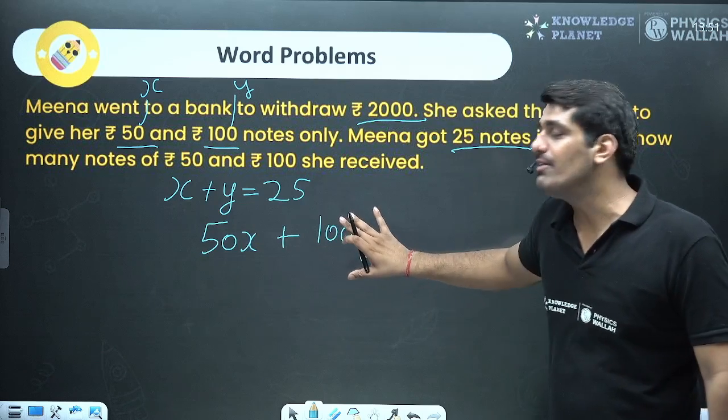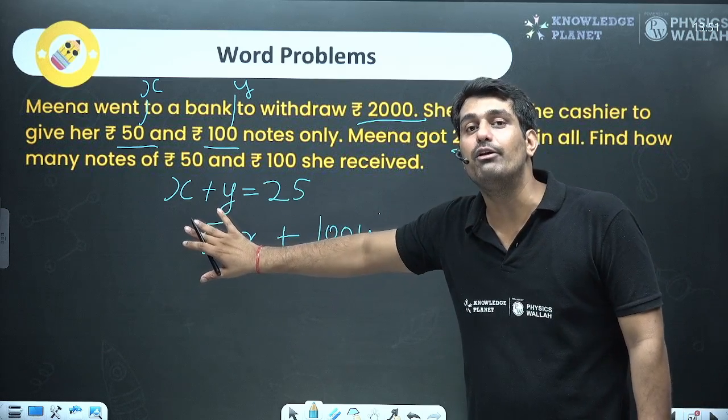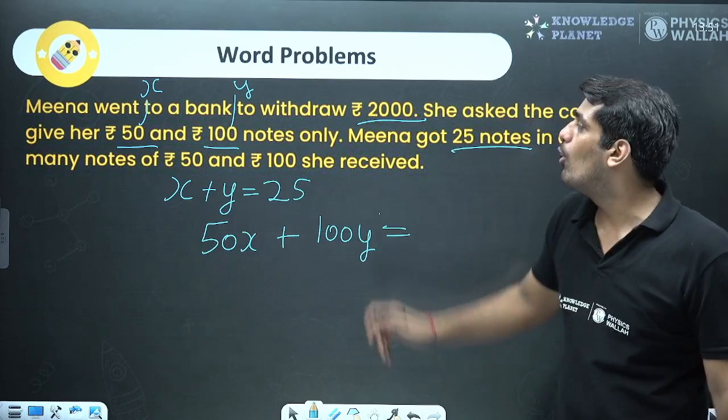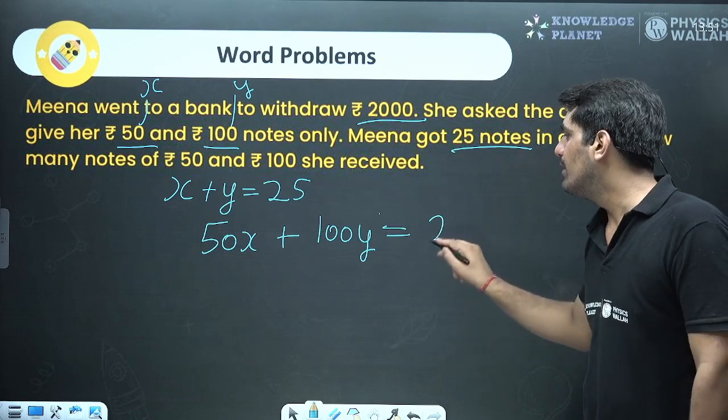This is the amount coming from 100 rupee notes. This is the amount coming from 50 rupee notes. I need to add both. When I do the addition of both, the total amount already given to me is 2000. Here we have 2000.